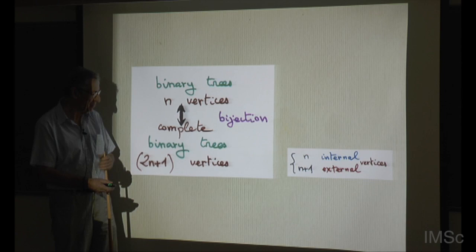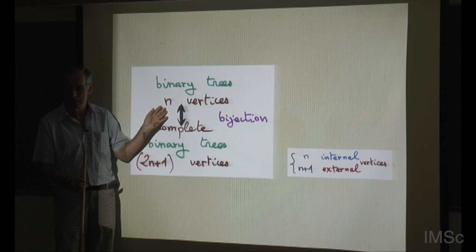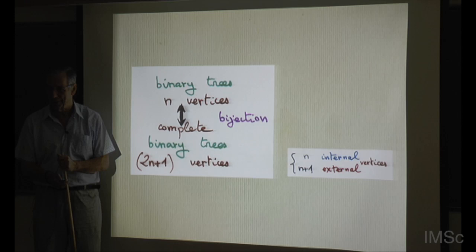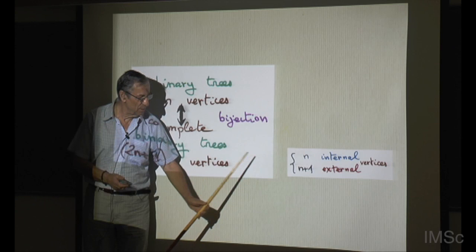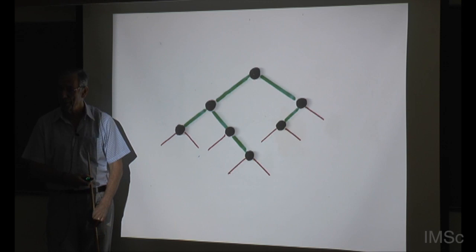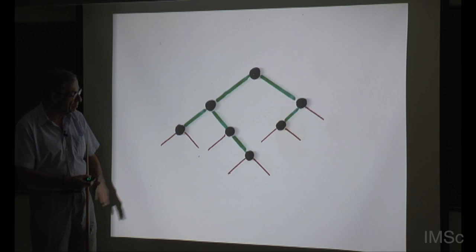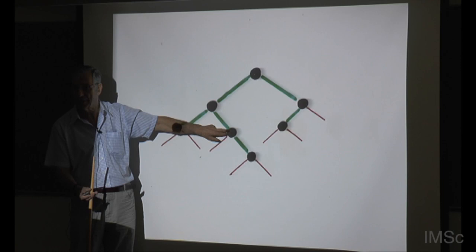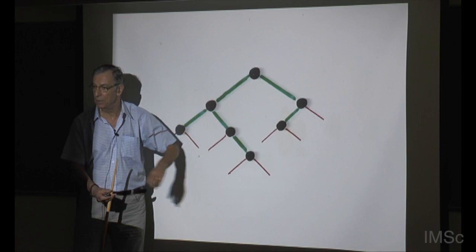So of course there is a very trivial, easy bijection. The binary trees with n vertices, counted by the Catalan number, are in bijection with complete binary trees with 2n plus 1 vertices. There are n internal vertices and n plus 1 external vertices. So the bijection is trivial. When I have such a binary tree, you just add external edges everywhere, in red. If the vertex is a double point, you do nothing. But if the vertex is a simple vertex, left or right, you add one edge. If it's a leaf, then you add two edges. And what you get, you see, is a complete binary tree.